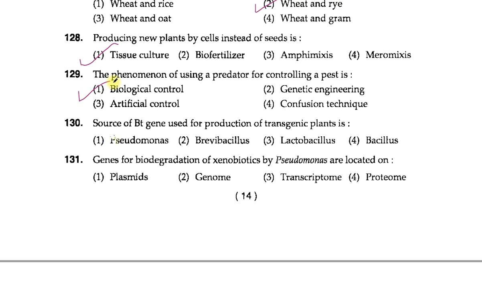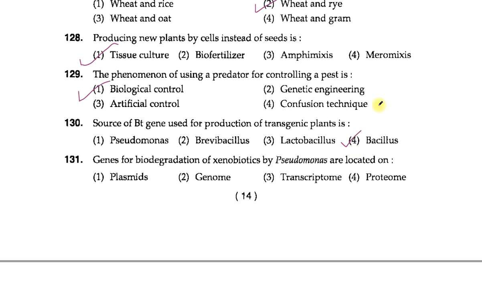Question number 130. The source of the Bt gene used for production of transgenic plants is 1. Pseudomonas, 2. Brevibacillus, 3. Lactobacillus, 4. Bacillus. The correct one is 4, Bacillus. It is actually Bacillus thuringiensis.